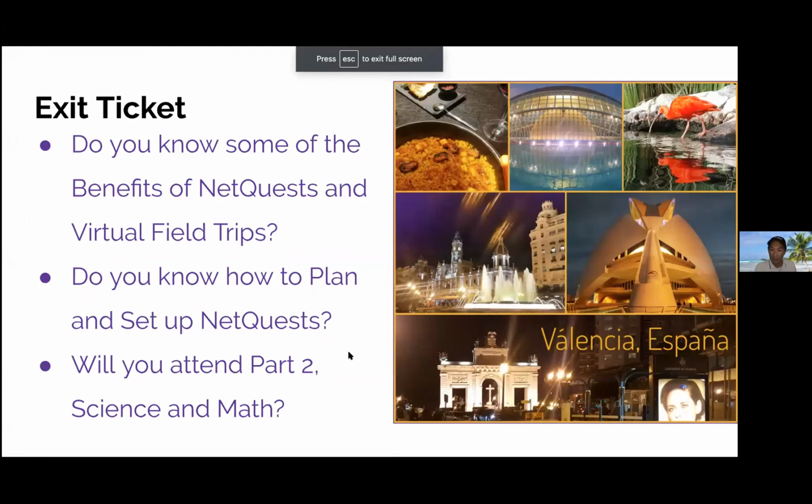With the backdrop of Valencia, Spain, what do you think? Do you know now some of the benefits of the web quest? What was missing? Do you know how to set these up and plan them out? If not, what was missing? Will you attend part 2 on science and math? If you are, please let me know what you'd like to see more of in the Padlet.